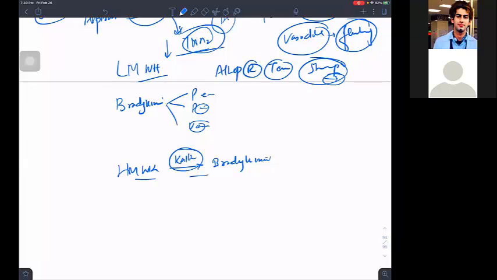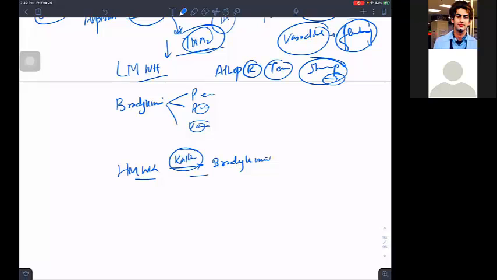So which factor does the extrinsic pathway start with? Extrinsic pathway starts with factor 7. That's a very nice answer. So what is the other name of extrinsic pathway? We actually say it is a tissue factor pathway, isn't it? It's a tissue factor pathway. That's a very nice answer.